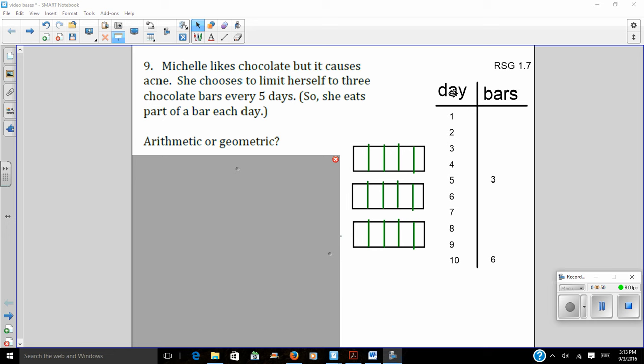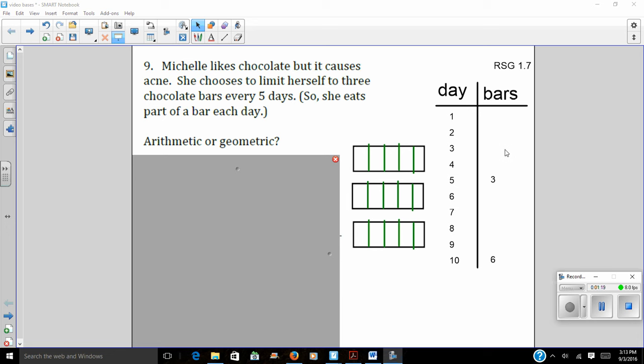And of course, if we're going to be asked if it's arithmetic or geometric, we have to determine the growth process going on here. So I started a table, and we have days over here and bars over here, and I filled in what we know already. By the 5th day, she will have eaten 3 bars. And likewise down here, when it gets to 10 days, she would have eaten a total of 6 bars.